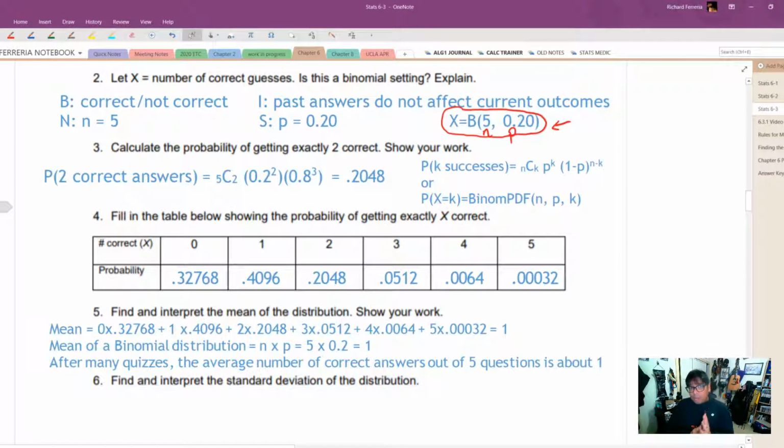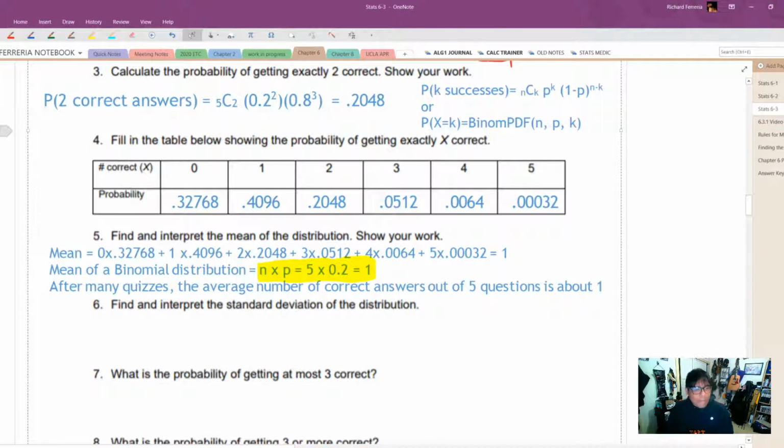Now, a lot of you probably would have thought about that already. If the probability of a success is 0.2 and there are 5 trials, then it makes sense that you should get on average 5 times 0.2 correct. Interpret that. Well, after many quizzes, the average number of correct answers out of 5 questions is about 1. So what's important here is this right here. That is our formula for the mean of a binomial distribution.